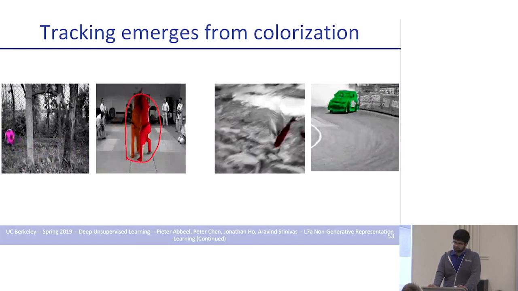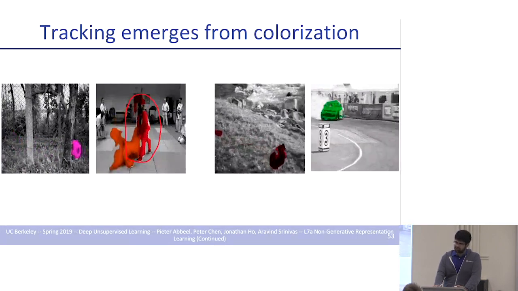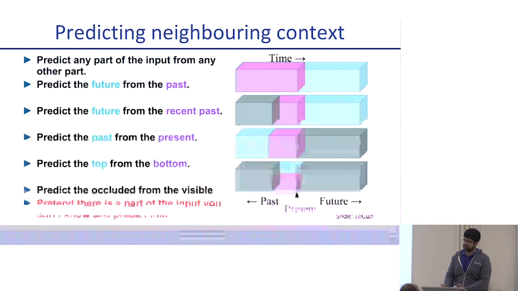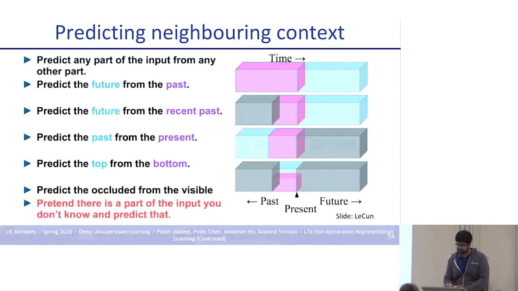So that completes this cognitive principle. The final cognitive principle is a slide we saw in the beginning, and I just like this slide a lot. This is from Yann LeCun. I actually think if we succeed in this, we're going to get super far. If you can figure out a clever way to implement in parallel all these four different things: future from the past, future from the recent past, past from the present, top from the bottom.